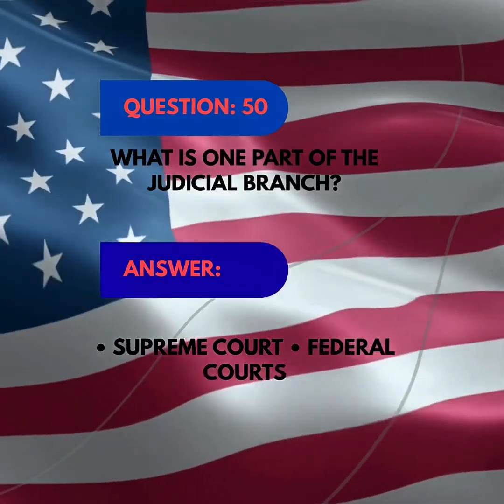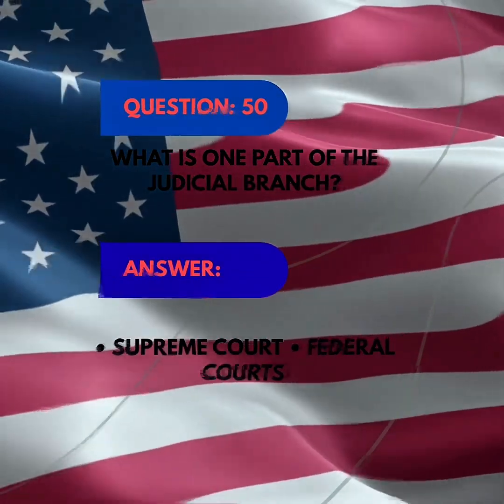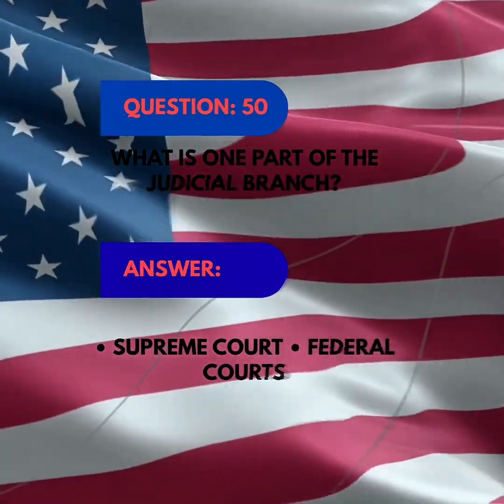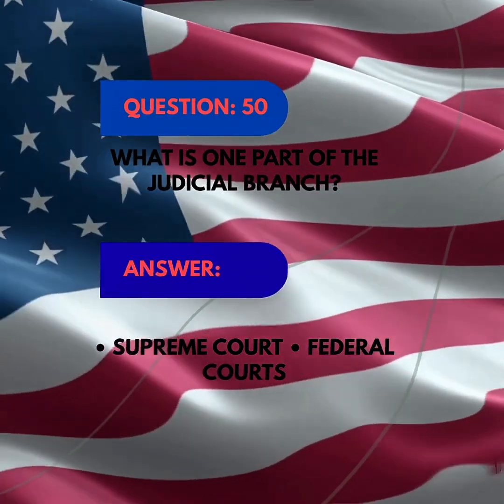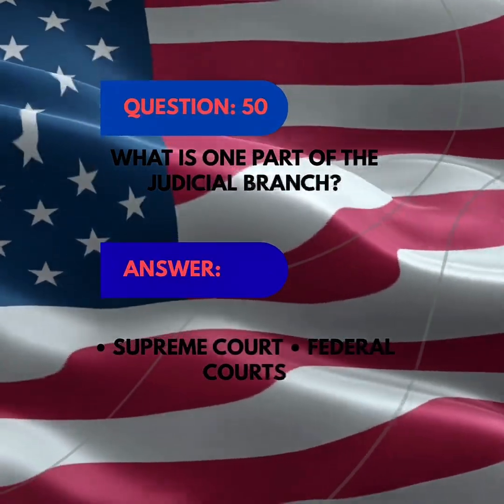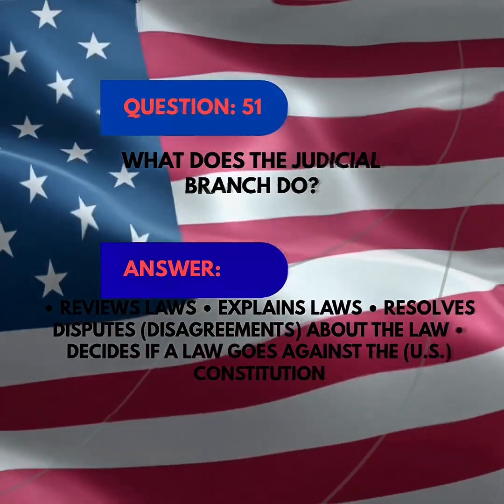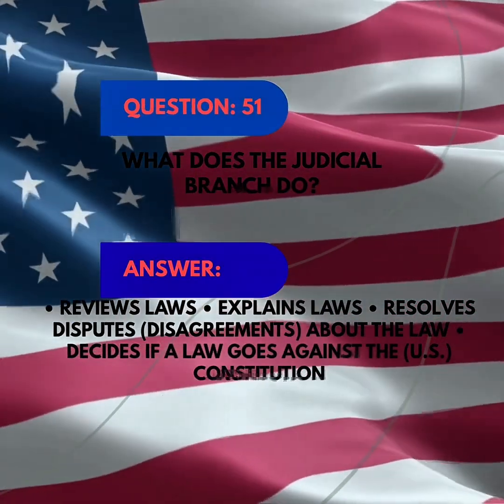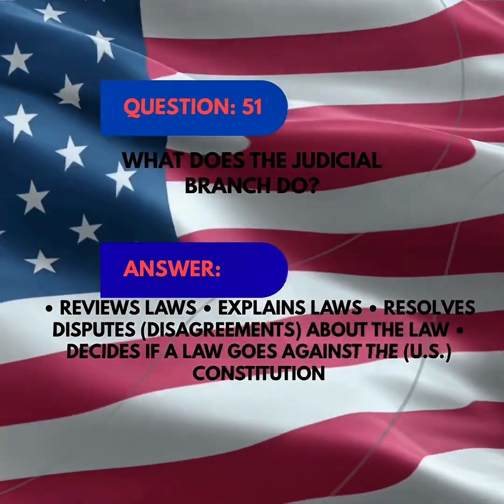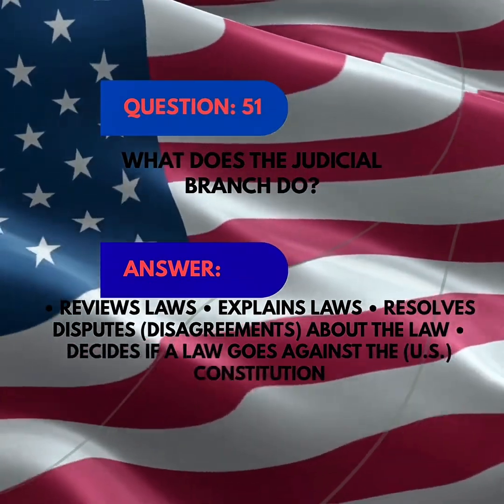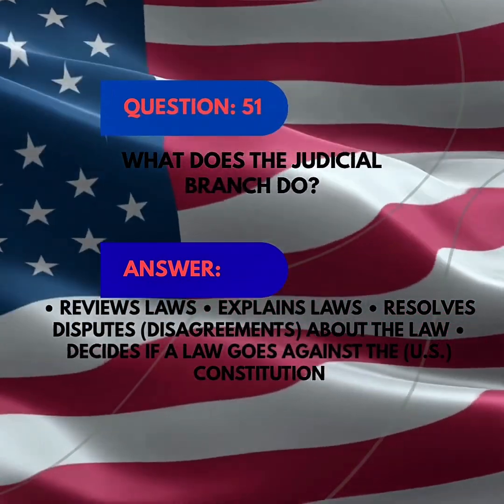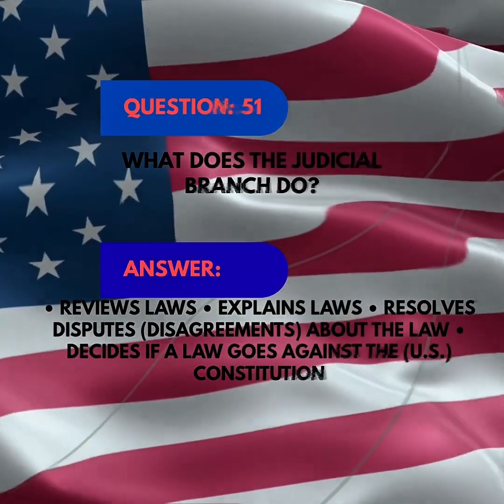Question 50. What is one part of the judicial branch? Answer. The Supreme Court is one part. Another is the federal courts. Question 51. What does the judicial branch do? Answer. It reviews laws, explains laws, resolves disputes, and decides if a law goes against the Constitution.